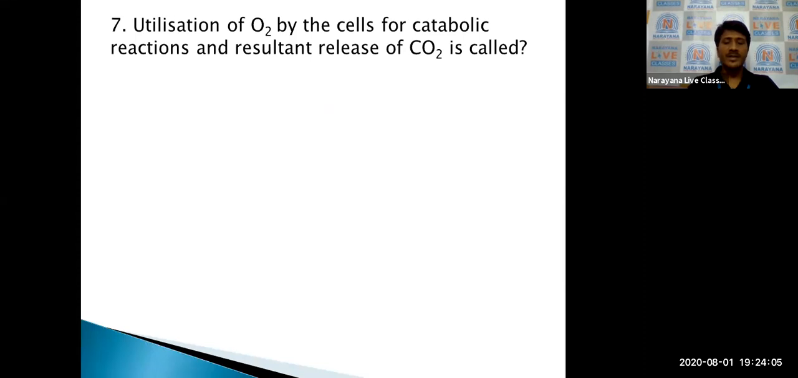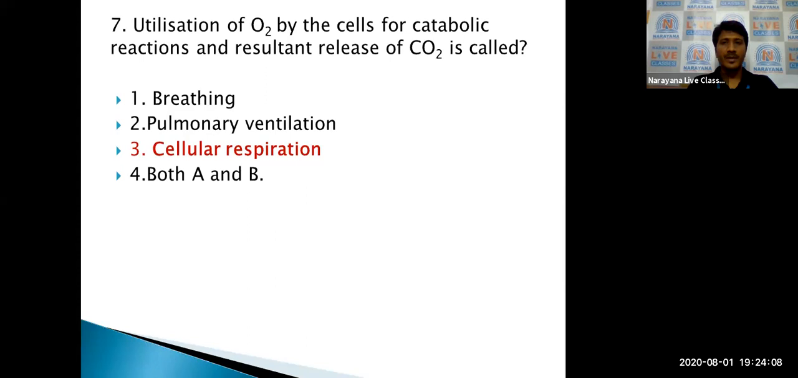What is the exact meaning of respiration? It is the utilization of oxygen by the cells for catabolic reactions, resulting in the release of carbon dioxide. This is called cellular respiration. Oxygen is required for the breakdown of respiratory substrates like proteins, carbohydrates, and lipids. These are what we call respiratory substrates.